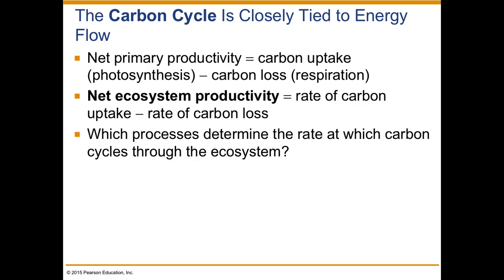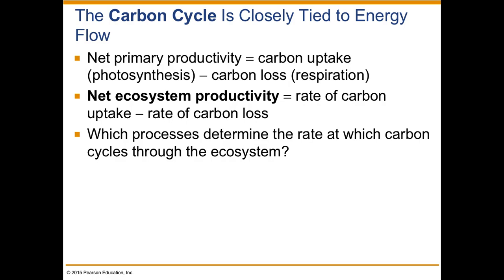The first to think about is carbon. Think of it as linked to energy, or closely tied to productivity. Systems are constantly synthesizing carbon, or primary producers are synthesizing carbon from the environment, from the atmosphere, and losing that carbon through decomposition. There's a net ecosystem productivity, which is the rate at which carbon is synthesized minus the rate at which it's lost.